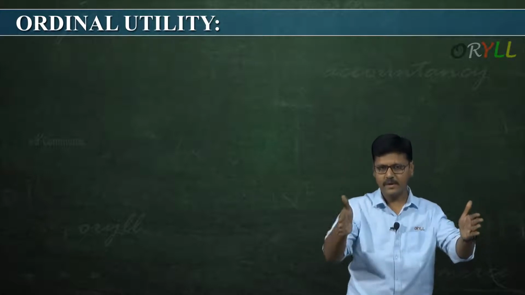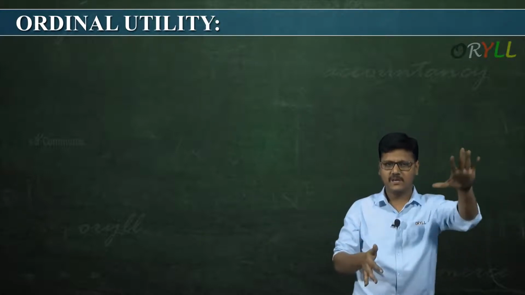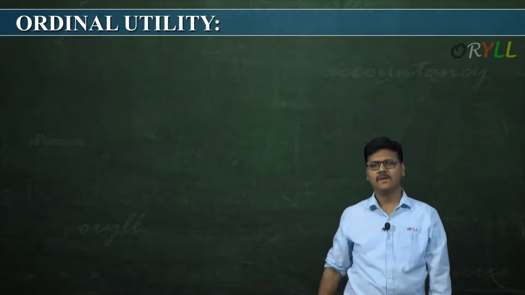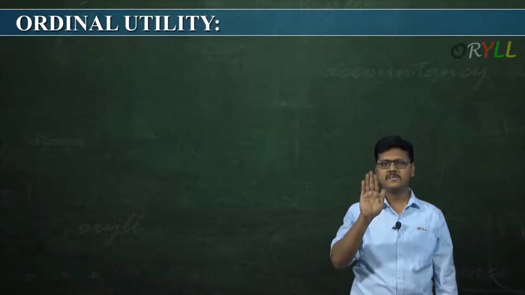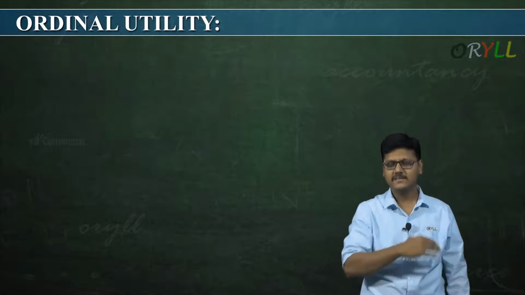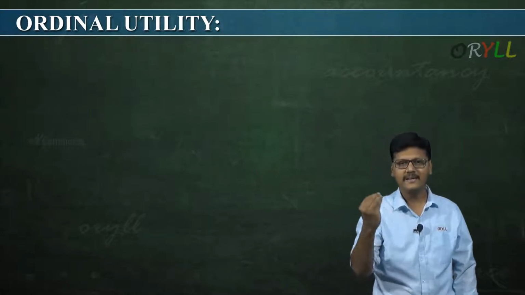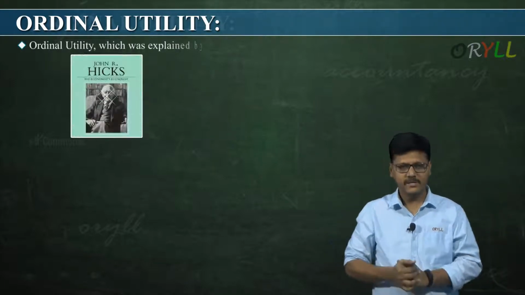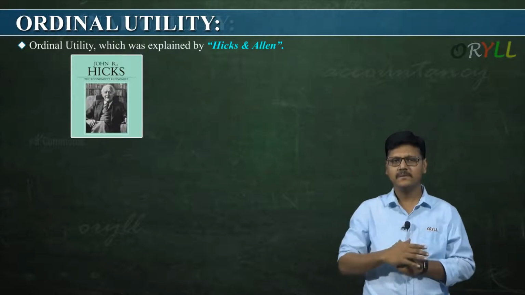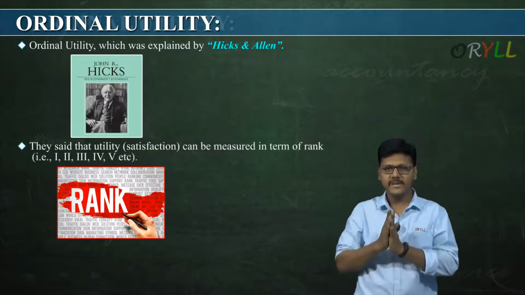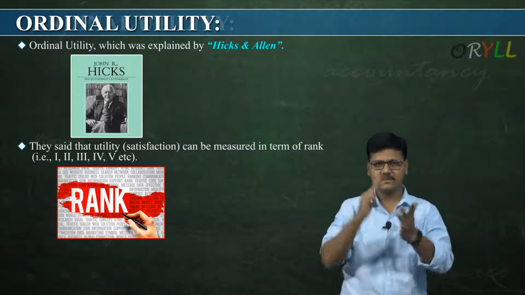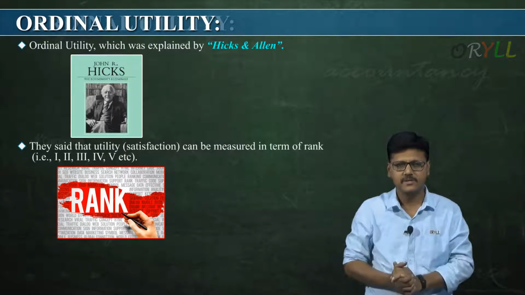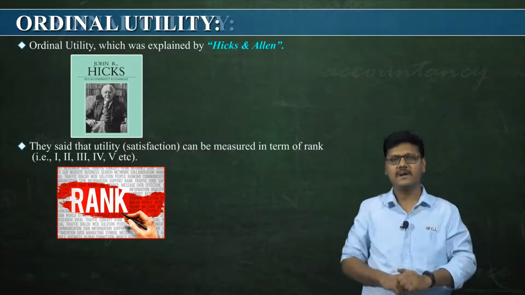Now another concept, ordinal utility. Cardinal is over, now ordinal. Cardinal, the single point: utility can be expressed in numbers. Then what is ordinal? So simple, utility cannot be expressed in numbers. Ordinal says utility can be expressed only in ranks. This is the major difference. Ordinal utility was explained by Hicks and Allen, and they said that utility can be measured in terms of ranks: first rank, second rank, third rank, fourth rank, fifth rank, sixth rank, seventh rank. This is how they say utility can be expressed, utility cannot be expressed in numbers like cardinal.